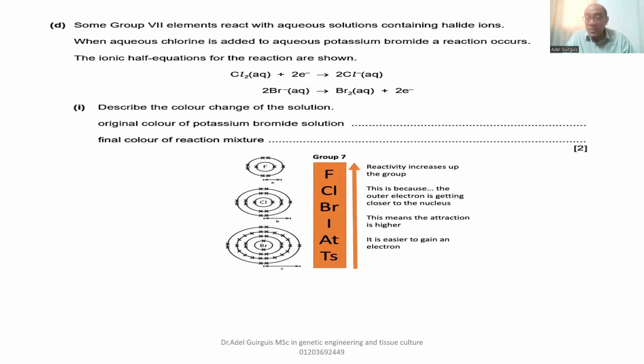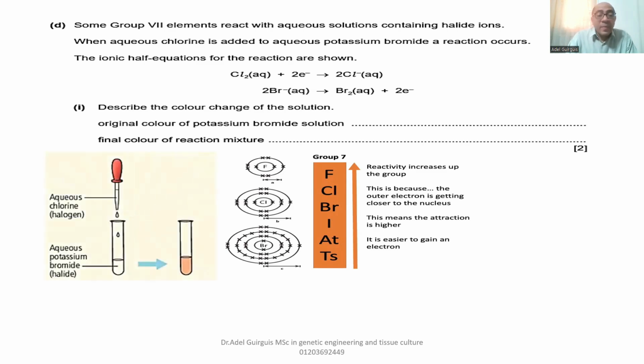Why? This is because the outer electron is getting closer to the nucleus. The 7 electrons surrounding the second shell of fluorine are closer than the 7 electrons in the outermost shell of chlorine. This means the attraction is higher for the 7 electrons. Also, it is easier to gain an electron from another atom during reaction.